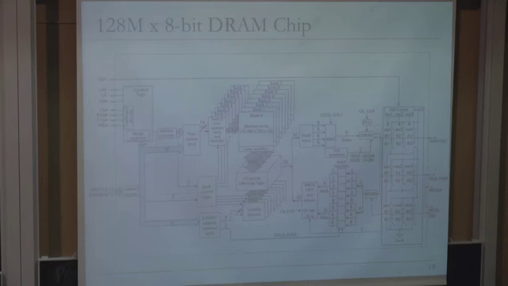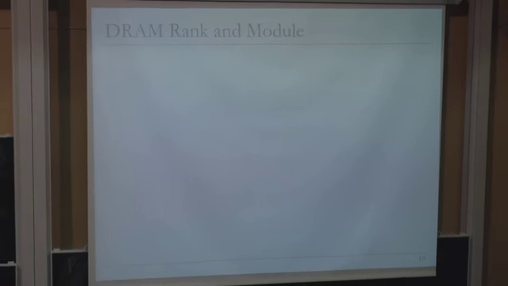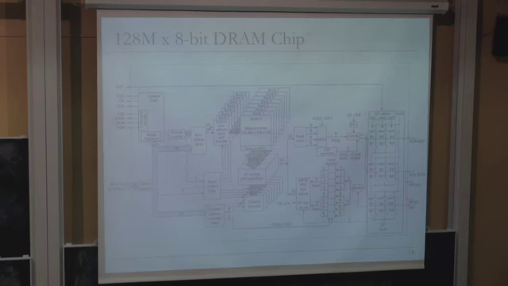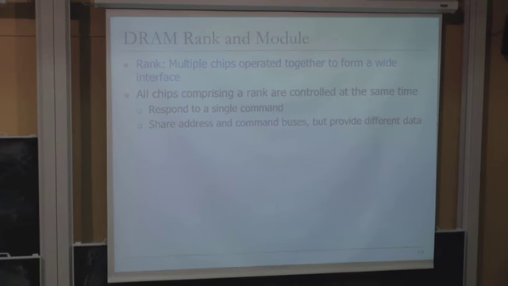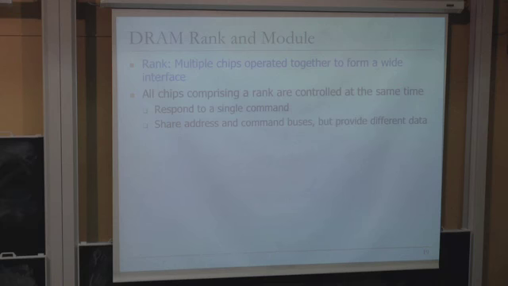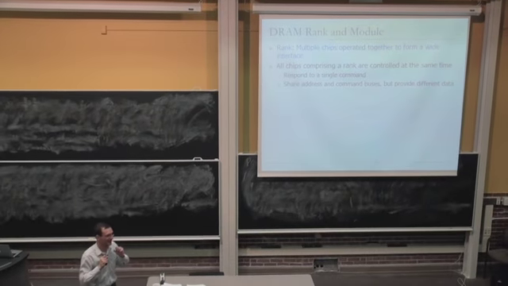In many modern processors. So to be able to read more data and also increase capacity at the same time, we have the concept of ranks, which we talked about last time. You have multiple chips operated together to form a wide interface. From one chip you can read 8 bits, but you want to read 64 bits at a time. What do you do? You put 8 of these together and operate them as a rank. All chips comprising a rank are controlled at the same time. It's like a rank of soldiers, as I said last time, right? They respond to a single command. They share address and command buses, but provide different pieces of the data.